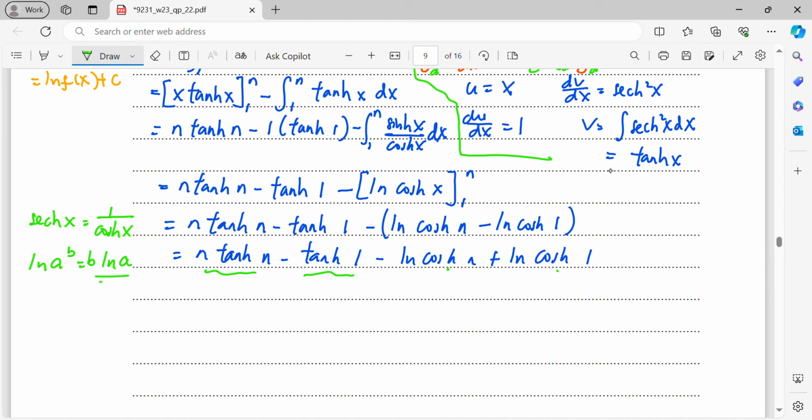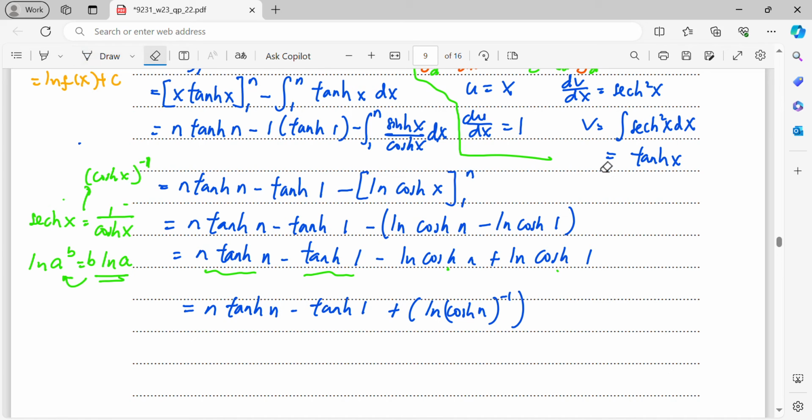Now I'm here, I need to change to this form. So it means that the minus I will move up, so that 1 over cos will be secant. Then this is also the same as cos x to the power minus 1. I need to get the power minus 1 first. Therefore here I will write n hyperbolic tangent n minus hyperbolic tangent 1 plus this minus I move up. That is ln cos n power negative 1. Okay, because we need to get cos.